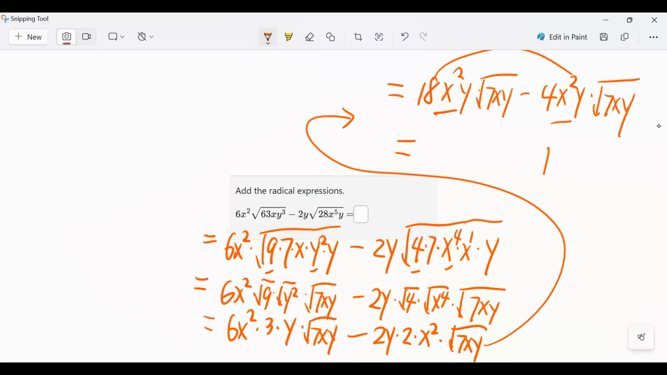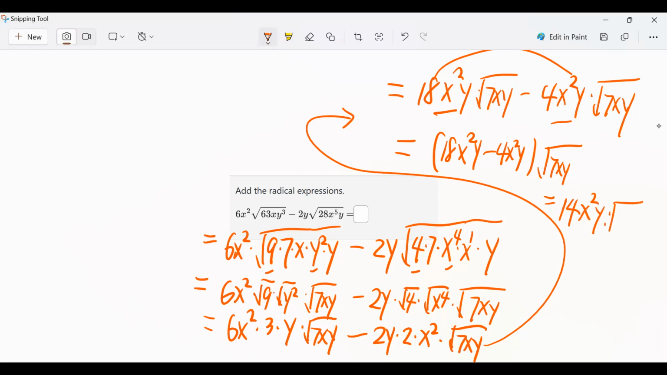And so you can factor out square root of 7x. So two like terms in the parentheses, 18x squared y minus 4x squared y. 18 minus 4, that's 14. So it's 14x squared y times square root of 7x. Yeah, so that's the final answer.